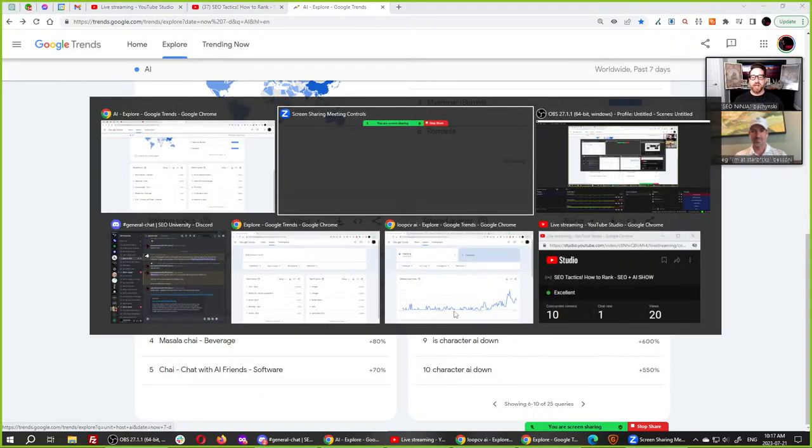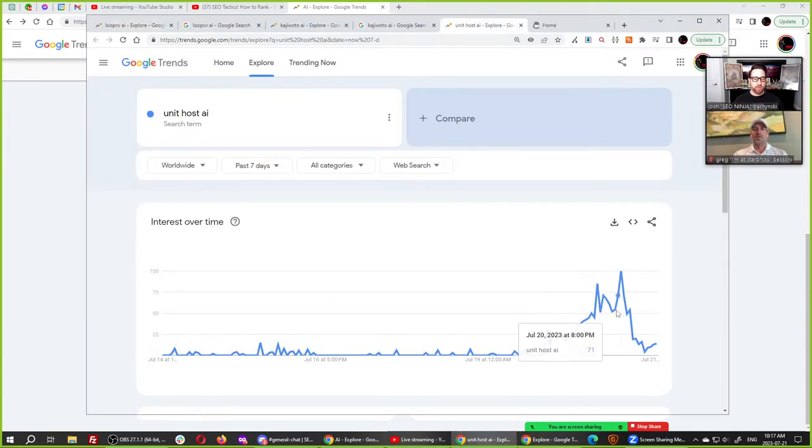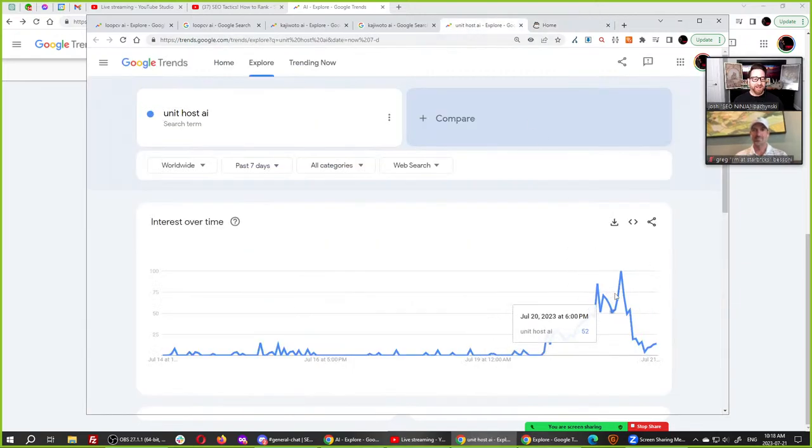Now, Unit Host AI came out. What is Unit Host AI? Well, I checked out what Unit Host AI is, and long story short, people really boomed. No one was searching for it, and then boom, a lot of people were searching for it. And it is just another not safe for work, Japanimation style boyfriend, girlfriend chatbot. That's all it is. And we've seen so many of these come out, Greg. So many. Look how popular it was. It just exploded, and that's kind of gone right back down.